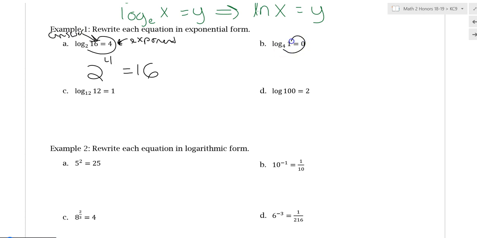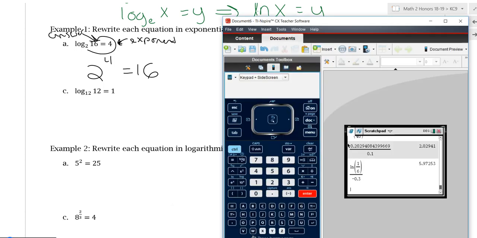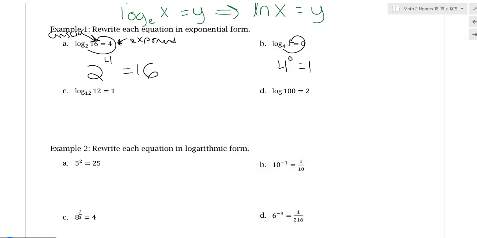Same thing here, right? We're going to loop around. 4 to the 0 equals 1. When you're first starting, right, you could pull up a calculator and see if you're right. 4 to the 0 equals 1. Got it. Okay?